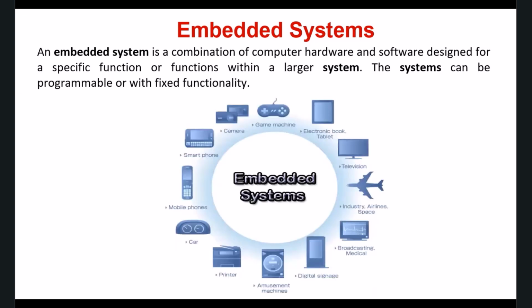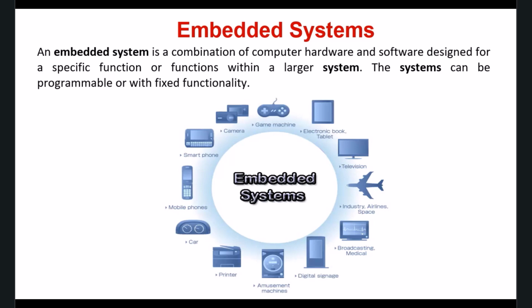So you can see here different types of applications of embedded systems, like gaming machines, the camera, smartphones, mobile phones. In vehicles we are using different types of embedded systems, your normal printer, broadcasting equipment, then in airlines we are using your TV, your electronic book, etc. So all these systems which have hardware and software both are considered embedded systems.